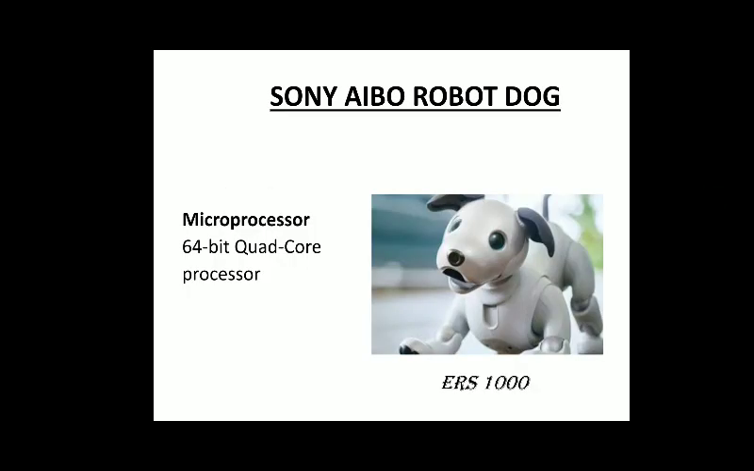Next we have a very popular one, the Sony AIBO robot dog. These are robot dogs, very popular in Japan, and this is the latest model, ERS-1000, and it includes a 64-bit quad-core processor. Why? Because simultaneously it has to sense the external environment, understand it, and respond to it according to its program. So these are quite advanced robots.